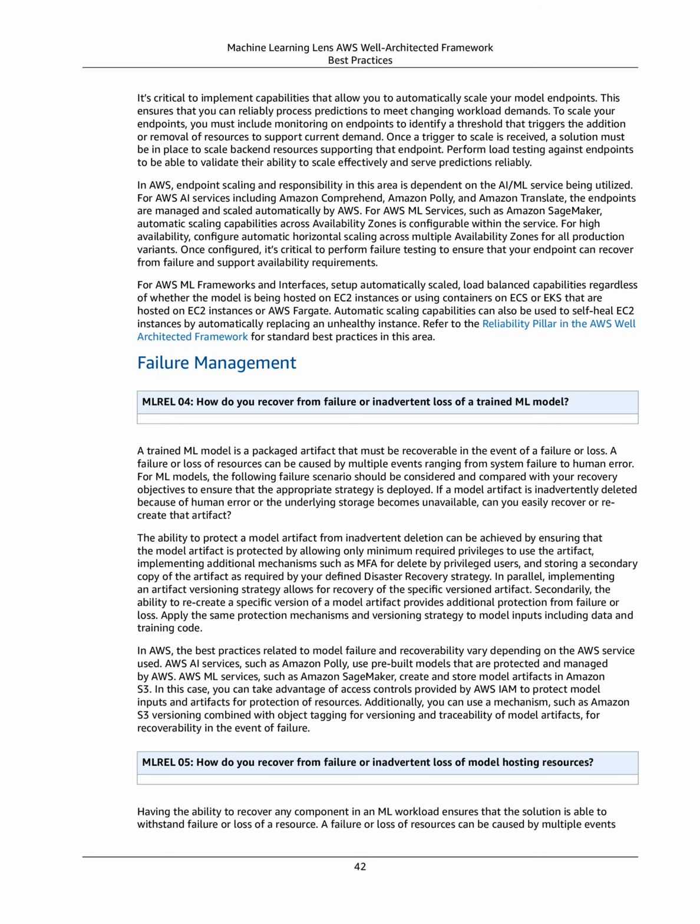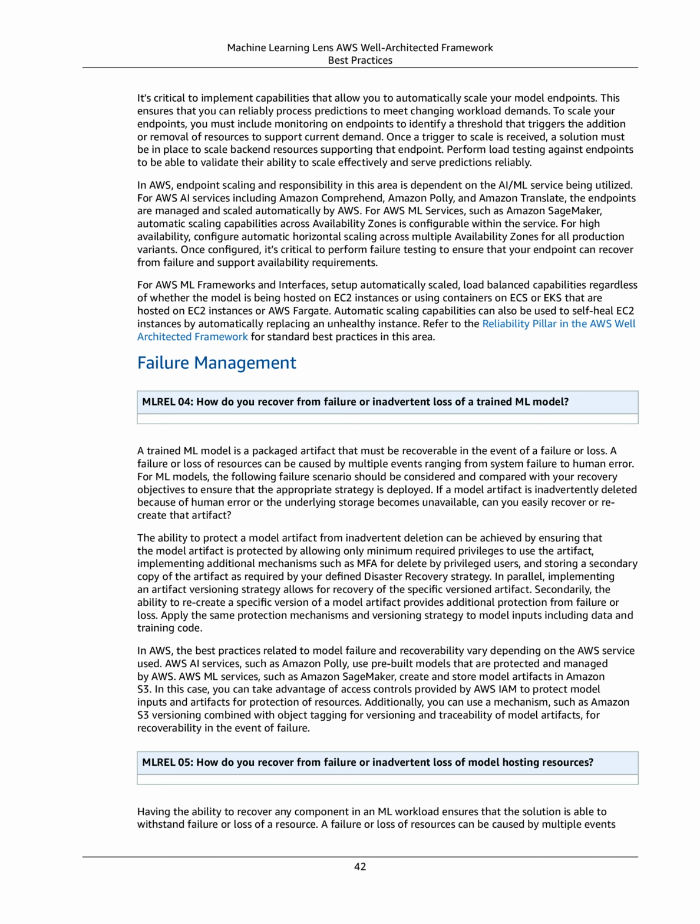In AWS, endpoint scaling and responsibility in this area is dependent on the AI/ML service being utilized. For AWS AI services including Amazon Comprehend, Amazon Polly, and Amazon Translate, the endpoints are managed and scaled automatically by AWS. For AWS ML services, such as Amazon SageMaker, automatic scaling capabilities across availability zones is configurable within the service. For high availability, configure automatic horizontal scaling across multiple availability zones for all production variants. Once configured, it's critical to perform failure testing to ensure that your endpoint can recover from failure and support availability requirements.